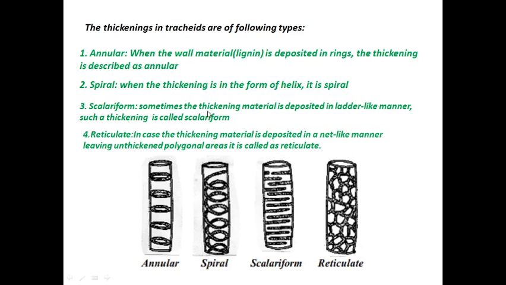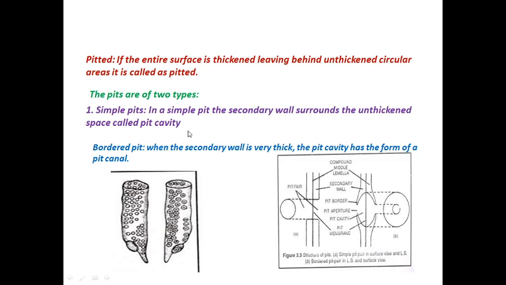Next is scleriform. Sometimes the thickening material is deposited in a ladder-like manner. Here you see the ladder-like structure. So this type of thickening is called scleriform. And next is reticulate. In this case, the thickening material is deposited in a net-like structure, leaving behind polygonal areas. Here you see the polygonal areas only. The rest are the thickenings in the form of a reticulate or net-like structure. So this type of thickening is called reticulate. I hope this is clear to you. Now next is pitted.